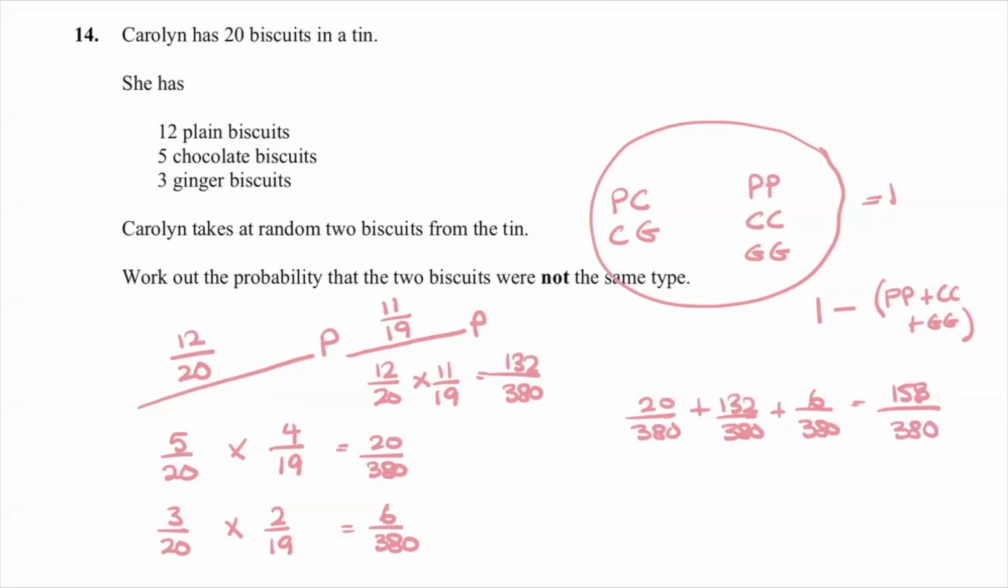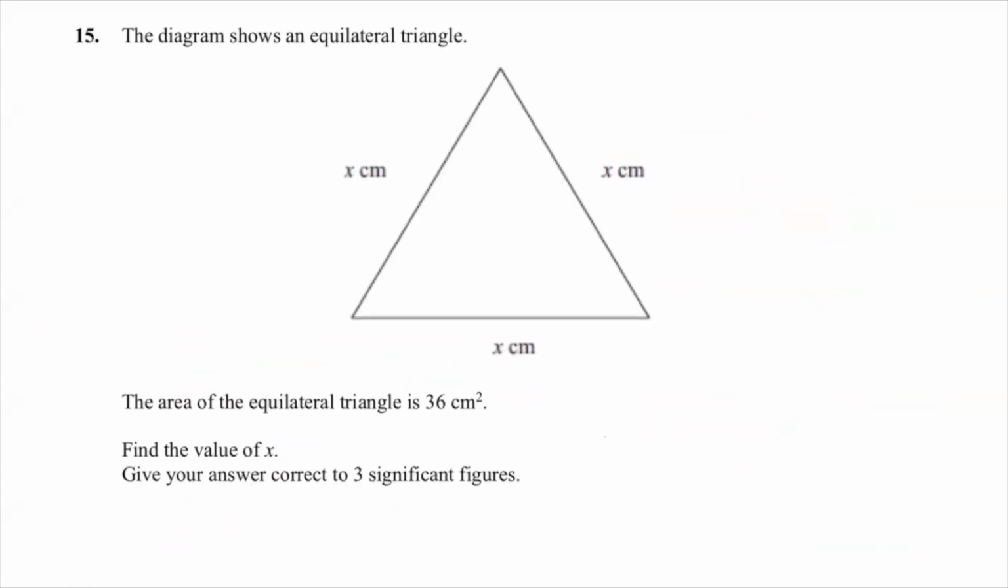And then we're going to do that 1 minus trick, which just saves us so much time. And obviously, if you put a cancelled version of that down, it is perfectly acceptable. Okay, so we're looking at an equilateral triangle. We're told that the area is 36 centimeters squared, and we've got to find the value of x. So we know that the angle must be 60 degrees.